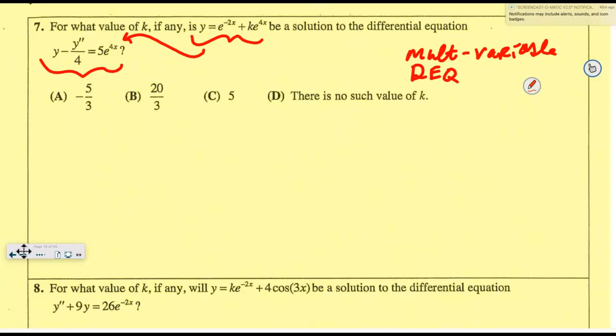I want to know what value of k will make this be a solution. So my y value I know. It's e to the negative 2x plus k e to the 4x. All I'm doing is replacing my y with what it says it is. Then I have to subtract y double over 4.